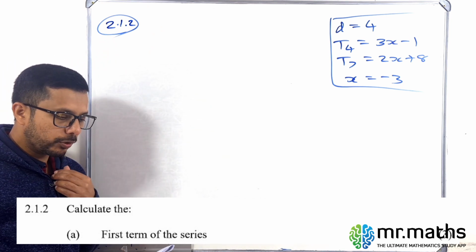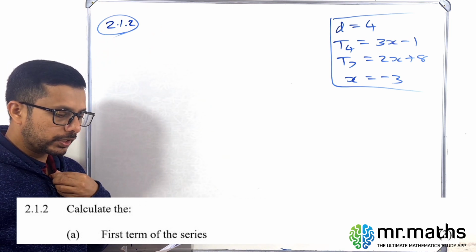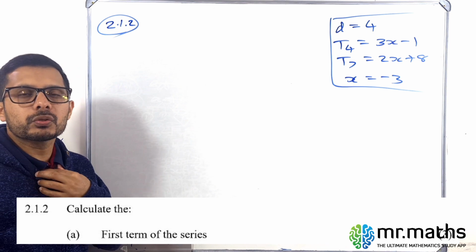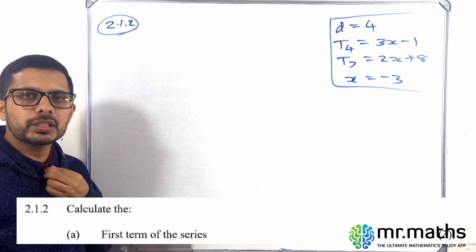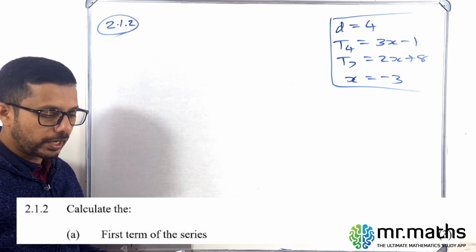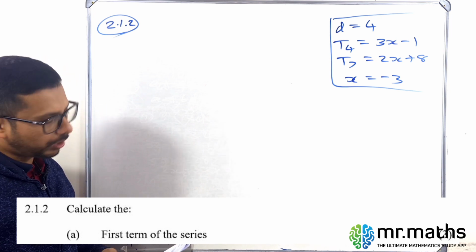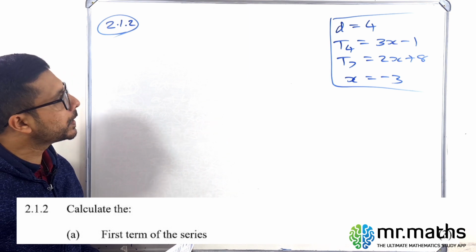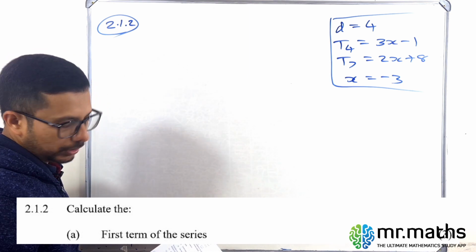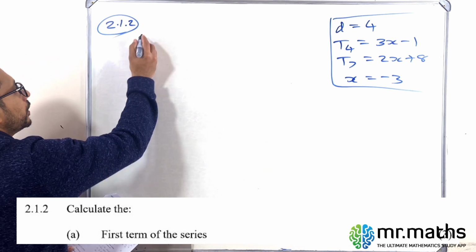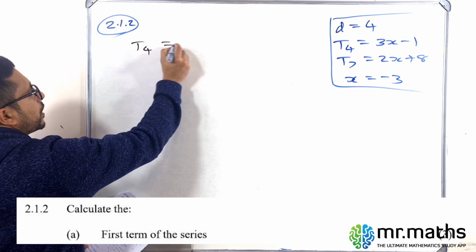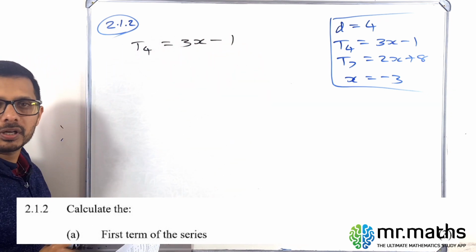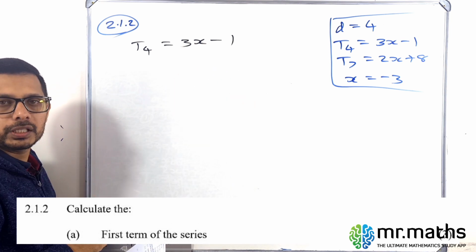Calculate the first term of the series. So in this question you have to find the first term of the series. That means the value of a. So how can you find that one, guys? Here what is T4? T4 is 3x minus 1. Am I right? It is given like that. T4 is 3x minus 1.